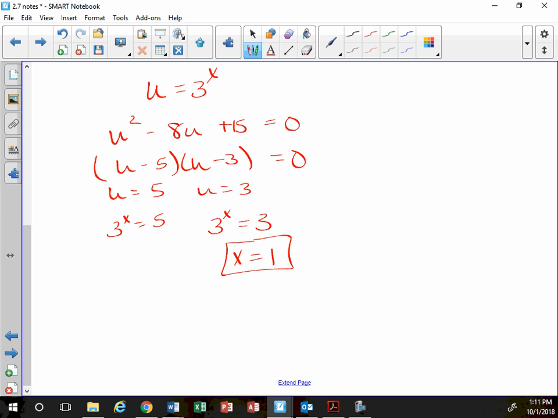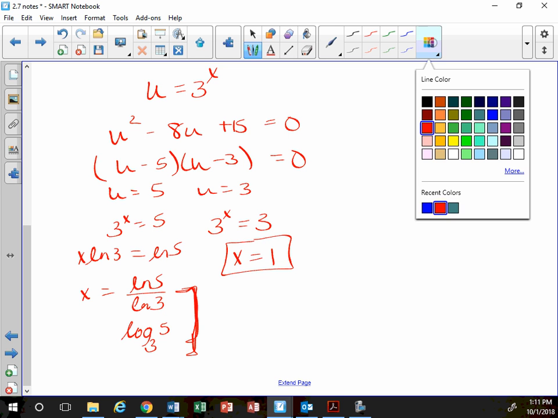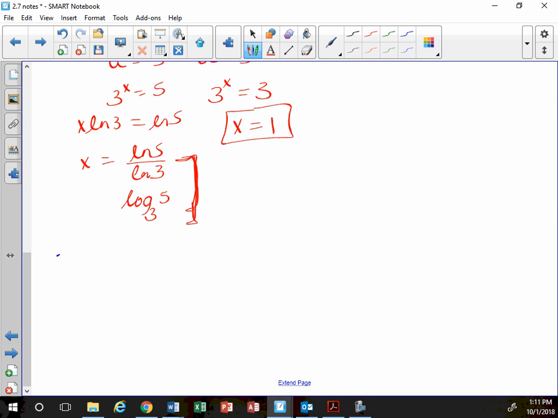This one though, you can either rewrite as a log, or you can take the natural log of both sides. I don't care how you get there. It is natural log of 5 over natural log of 3, or log base 3 of 5. Do you guys see the change of base happening there? Okay. All right, let's try another one. Question on that one? Anything?